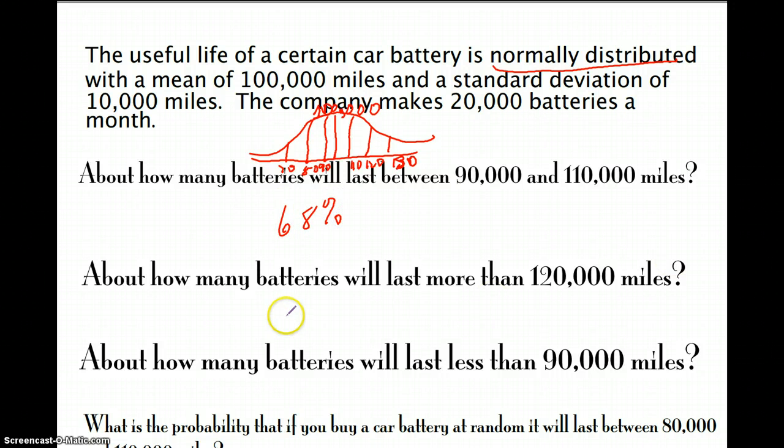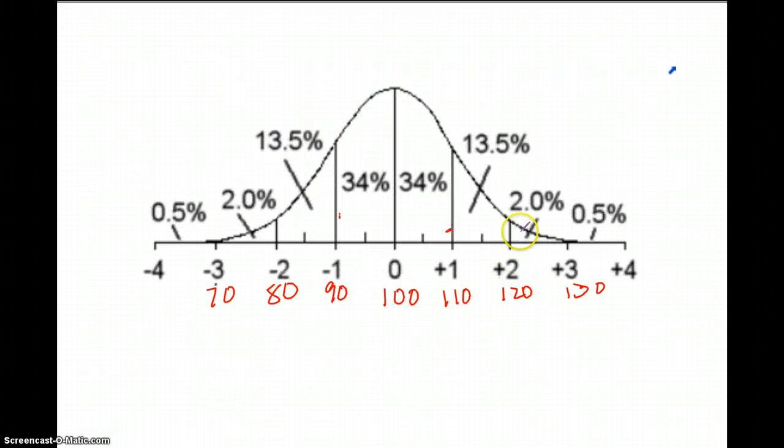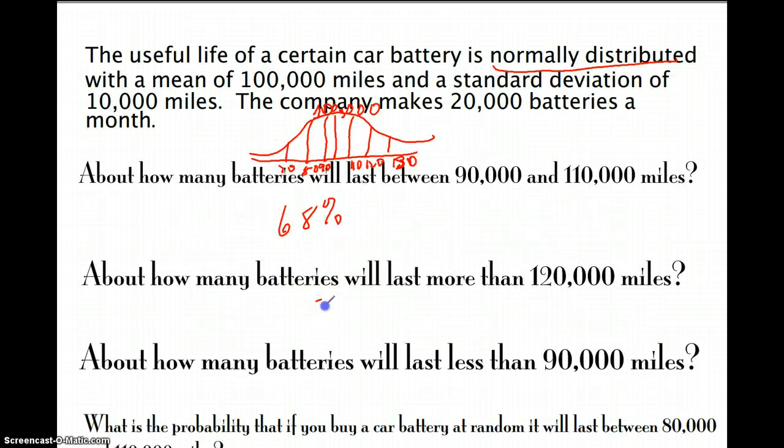Lie between those two. About how many batteries will last more than 120? So going back here, 120. If it's normally distributed, that means we're looking at the area to the right. We want more than that. We want 2% plus 0.5%. And that gives us 2.5%.